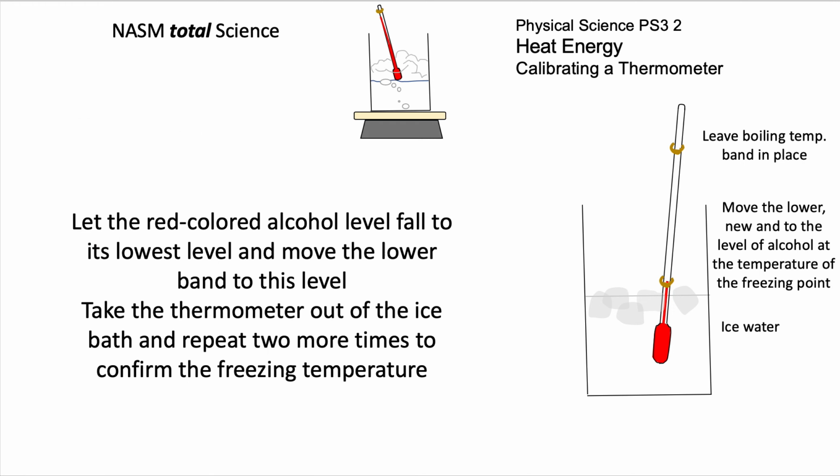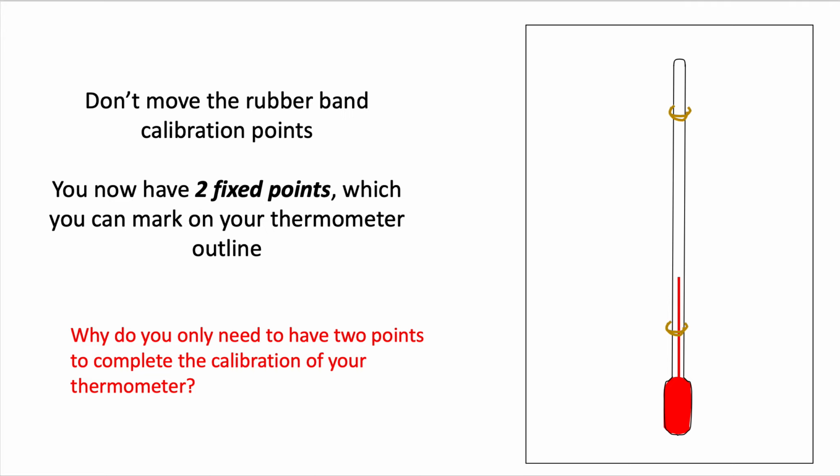And let the alcohol level drop to the fixed amount, the lowest level, and move that lower elastic band down to the bottom there. Do that twice again, and then you've got your 2 fixed points. But as you take it out of the ice water, you realize that the alcohol level is going to rise again. Why do you only need 2 points?